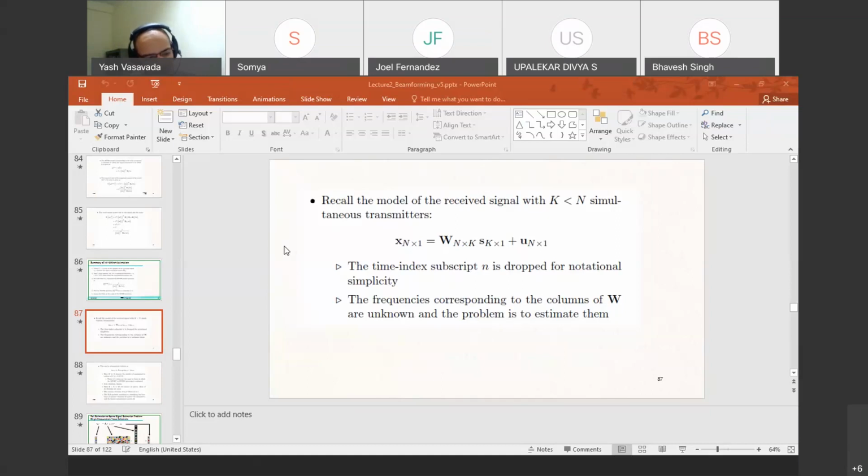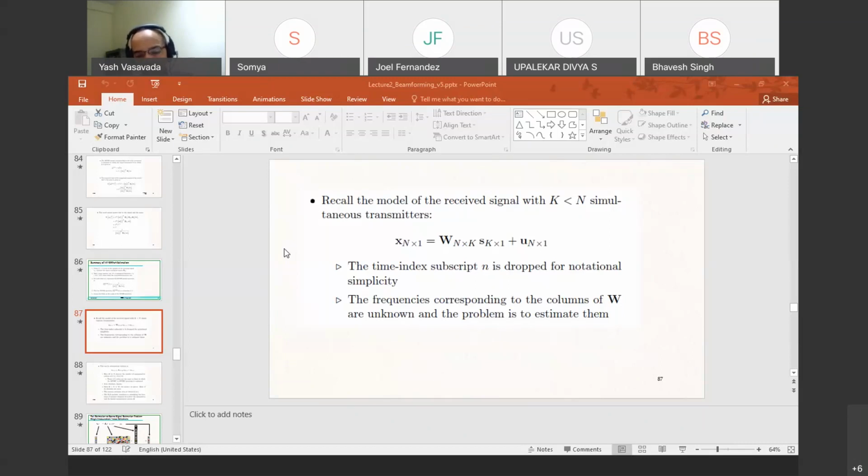What is the height of the side lobe relative to the main lobe of this rectangular shaped DFT filter? Any idea? 13 dB below the main lobe. Yeah, right. So Divya got it right. So it is 13 dB below the main lobe.